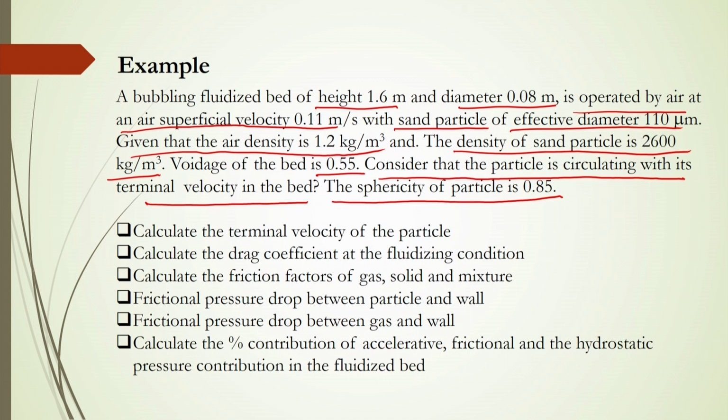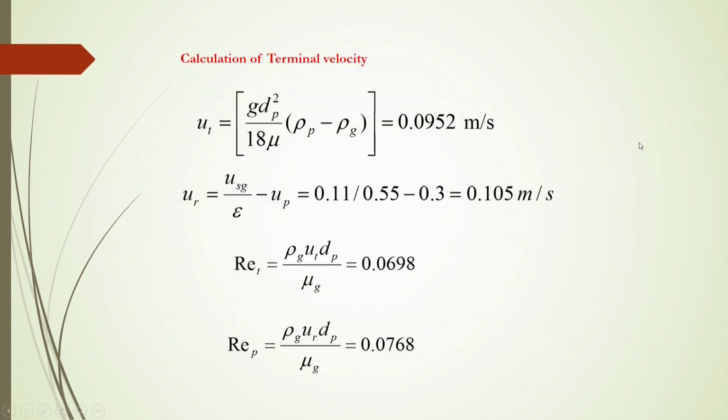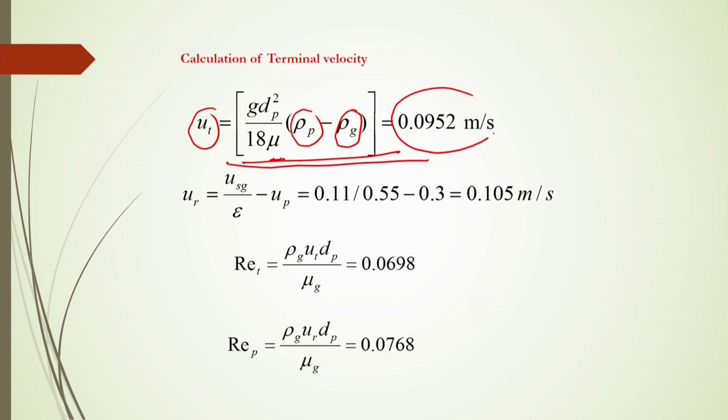Now, what should be the different parts of this? First of all, calculate the terminal velocity based on Stokes law. You know dP, the particle diameter, you know the viscosity of the fluid, that is air here, you know the density of the particle, you know the density of the gas. So, how to calculate this terminal velocity? Substitute these values, you will get the terminal velocity as 0.0952 meter per second.